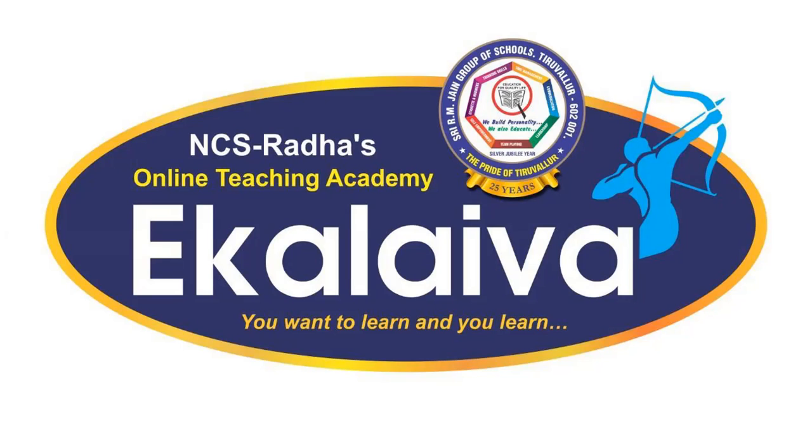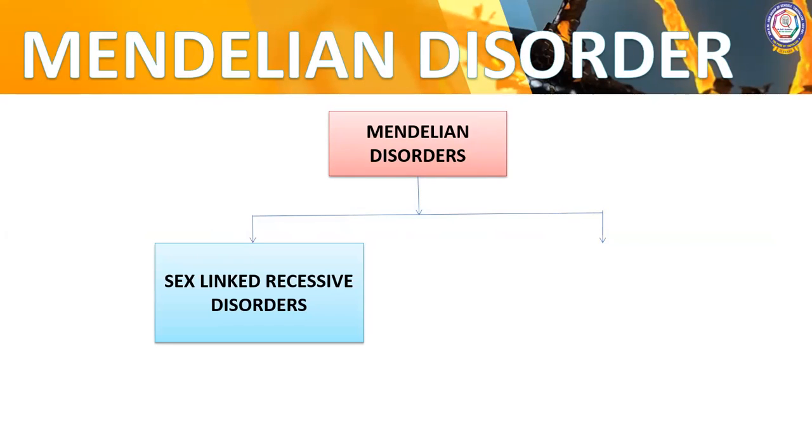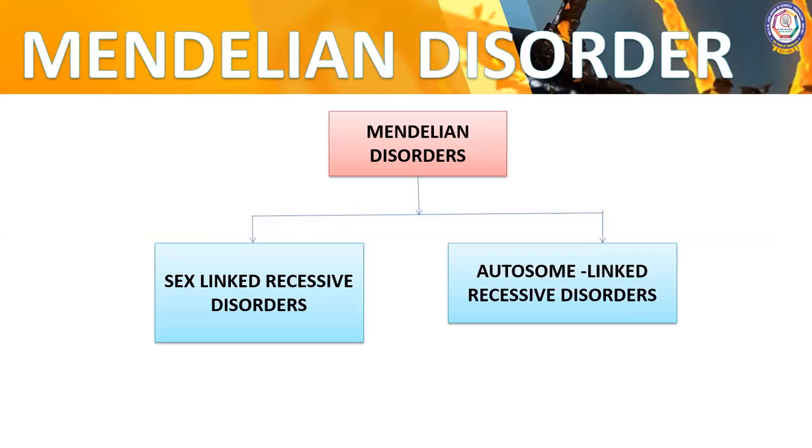This is class 12 biology. It's the last part of the lesson, principle of inheritance and variation. We are going to see different types of disorders, and we call it a Mendelian disorder. In Mendelian disorder, we are going to categorize on the basis of the chromosome, whether the disorder is towards the autosome or allosomes. So first, it is sex-linked recessive disorder. Another one, autosome-linked recessive disorder.